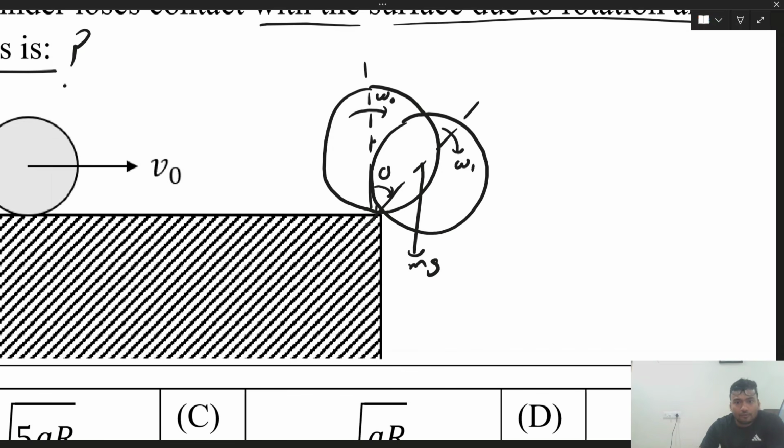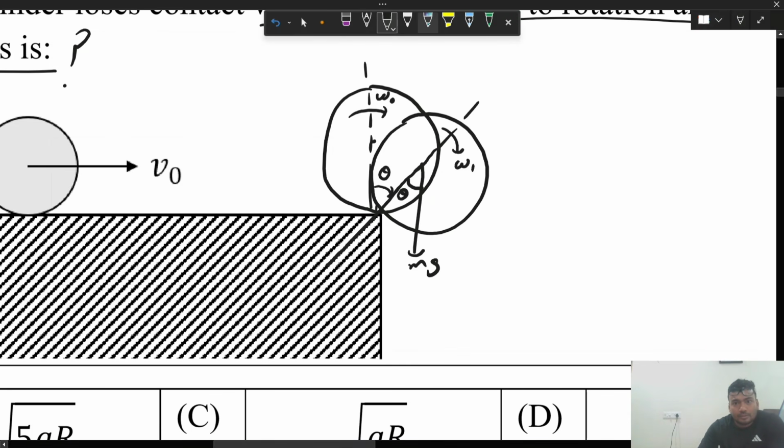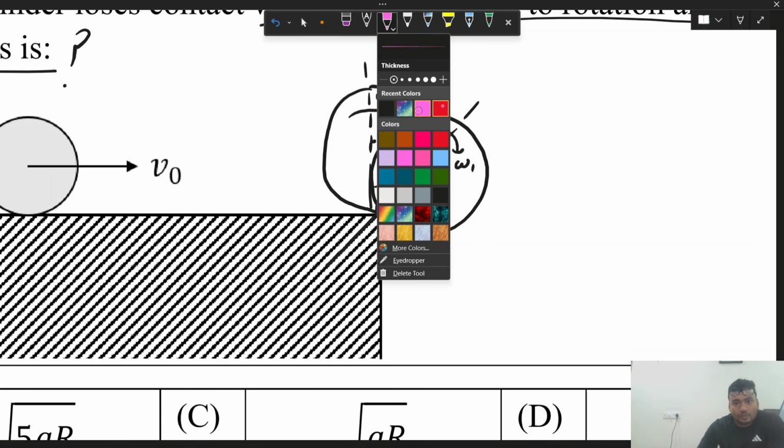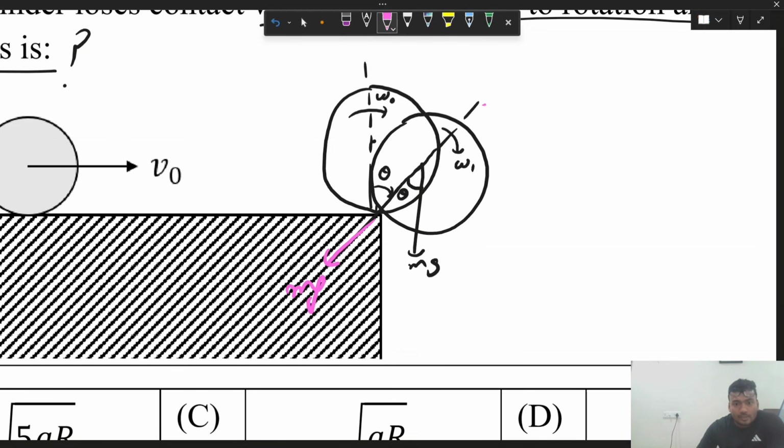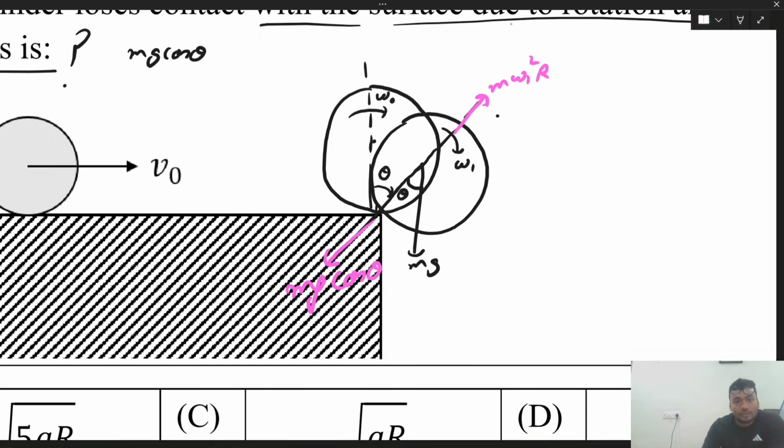Let's suppose this angle of rotation is theta. So technically this is also theta, beta. So in this direction, it is mg cos theta, and in the outward direction m omega 1 square r will act, right? If it is losing contact, these two forces are exactly equal. So one equation you will get from here: mg cos theta will become m omega 1 square r.